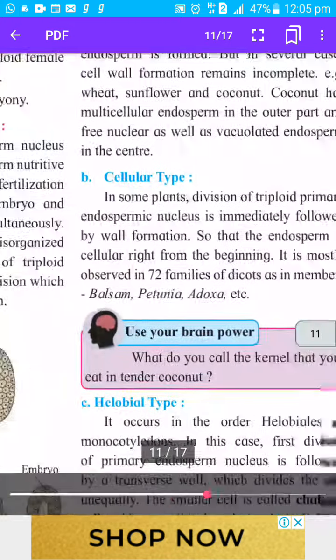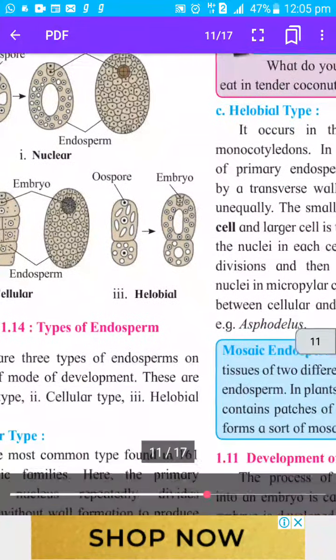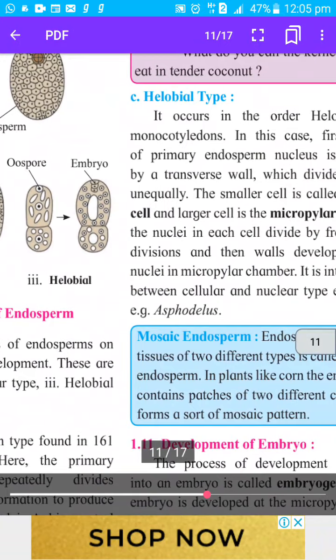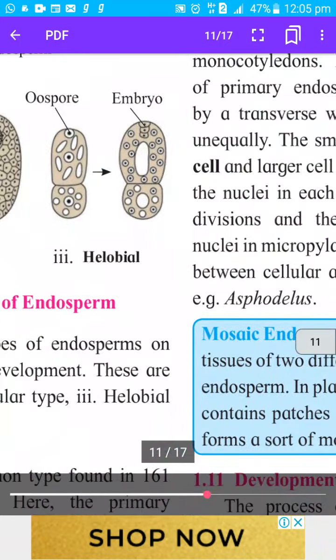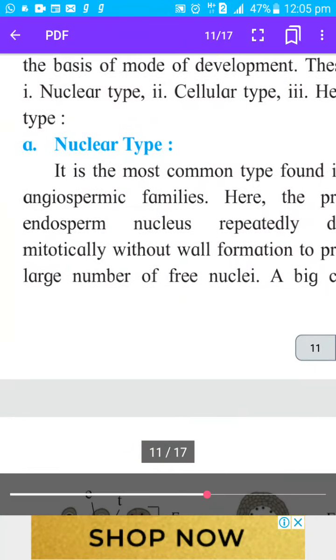And the last type, as shown in the diagram, is the third one, helobial. So in helobial, first of all two cells will be formed. In these two cells many nuclei will form, and then around these nuclei cell walls will be formed. Okay, so that is about the endosperm.